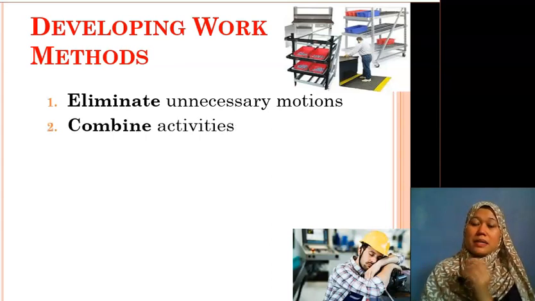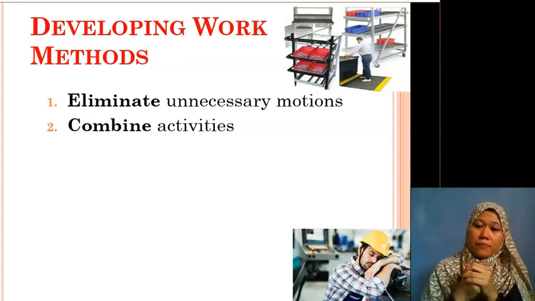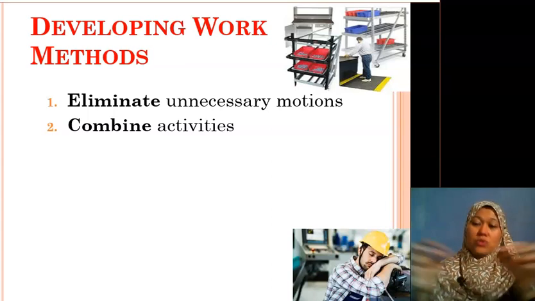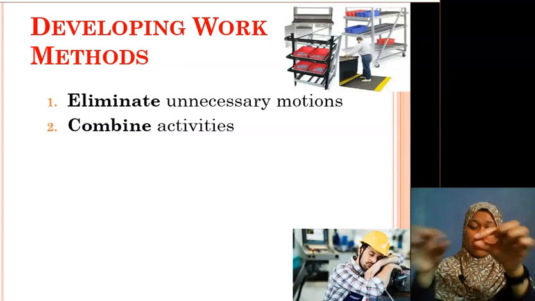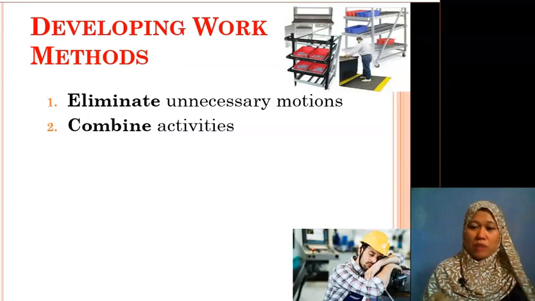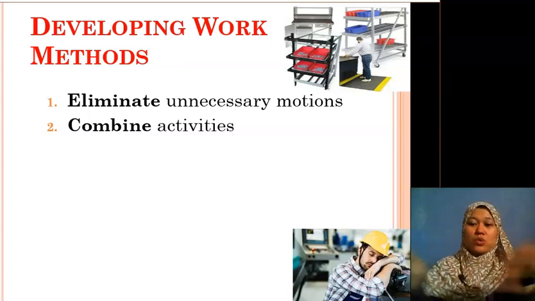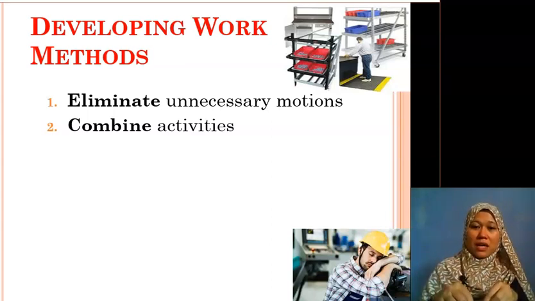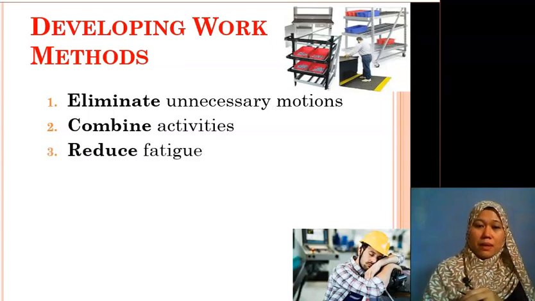Some of the tasks can be combined. For example, maybe you have to put in two screws at one time. What you can do is use both hands to pick up the screws and put them in. Rather than taking one by one, maybe you place the screw bucket in two places, one for the right hand, one for the left hand, so that you can do it simultaneously. Combine the activity.